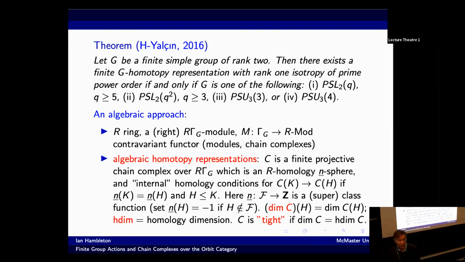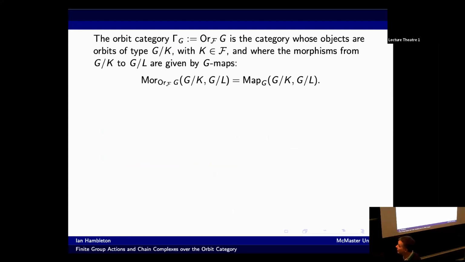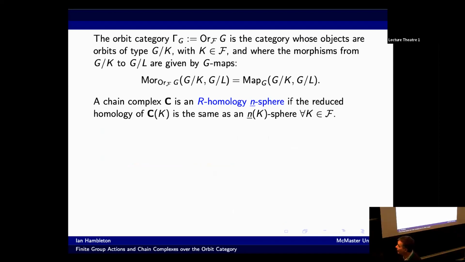When you take homology, or when you say it is a homology sphere, are you sort of tensoring with the constant module and taking homology, or do you just look at the models over the orbit category? You look at every subgroup H, and you look at the ordinary homology of that. Yes, so at every subgroup K, the reduced homology of that is the same as for an n_K sphere, for every K in your fixed set.